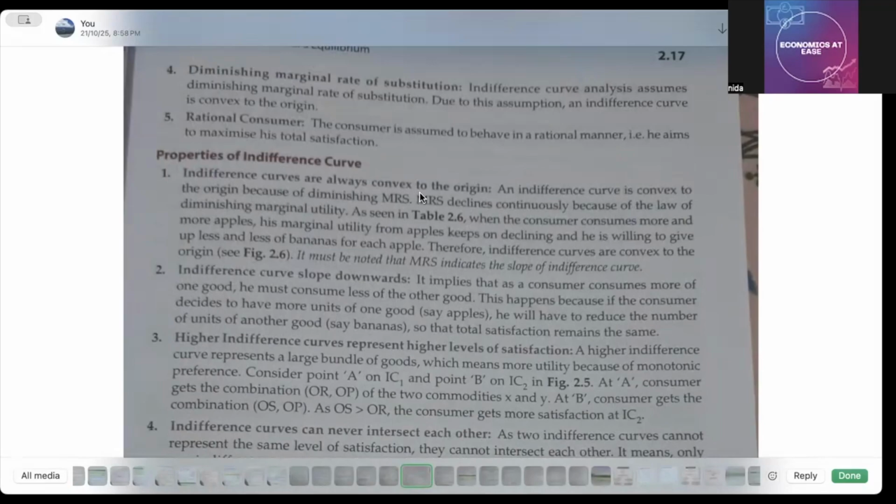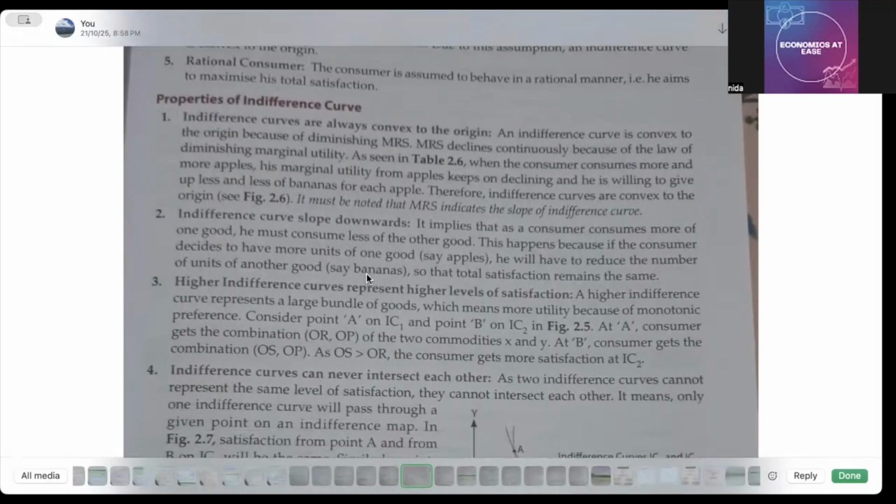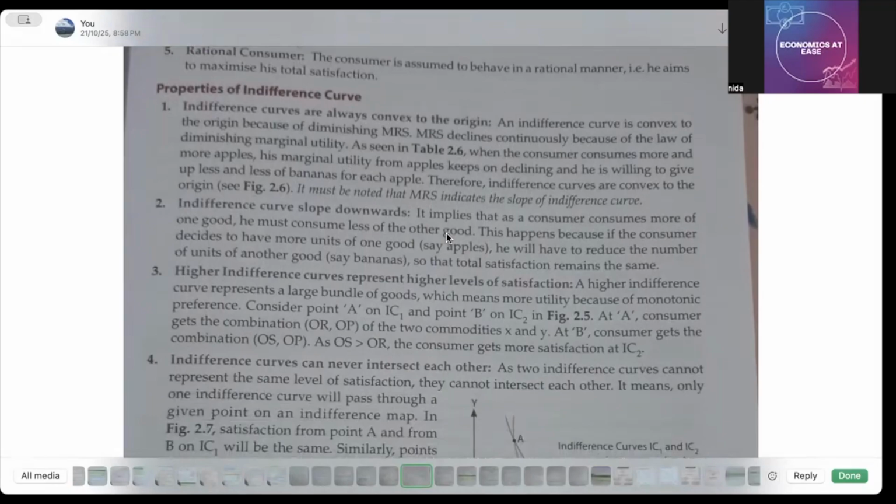Now, properties of indifference curve is very important. Indifference curves are always convex to the origin just because MRS declines continuously because of the law of diminishing marginal utility, you will explain that. Then indifference curve slopes downward because it is convex. Okay, and he must consume less of the other good. एक को ज्यादा बढ़ाएंगे तो एक commodity को कम करना पड़ेगा. Okay, because the consumer has to decide to have more units of one good and will have to reduce the number of the units of the other good. Then higher indifference curve represents higher level of satisfaction, as I've already told you.